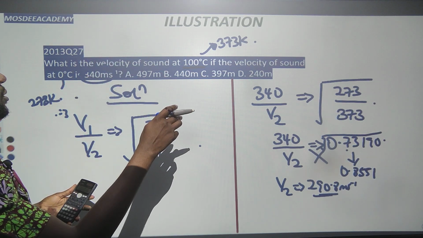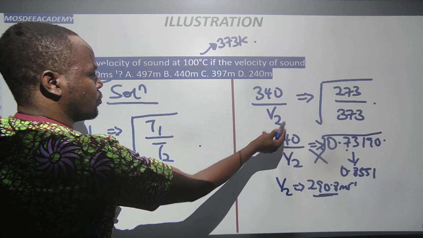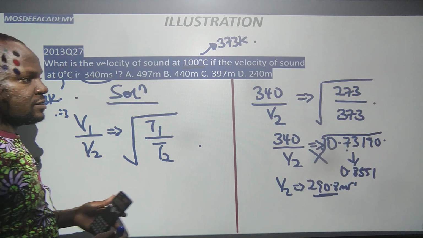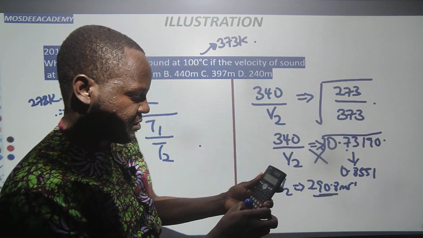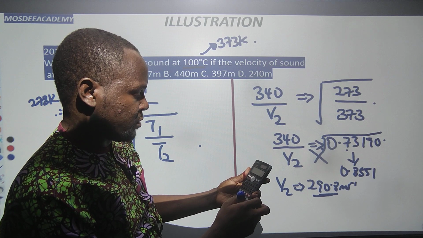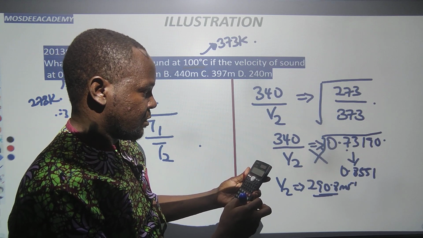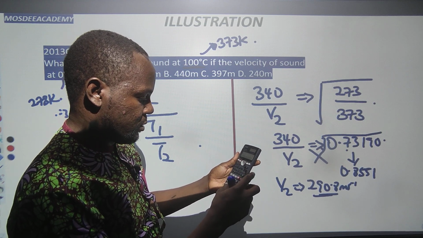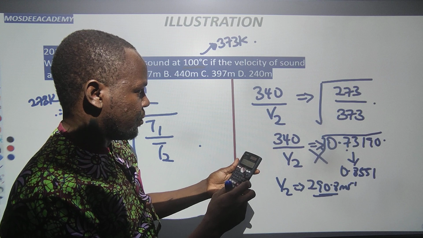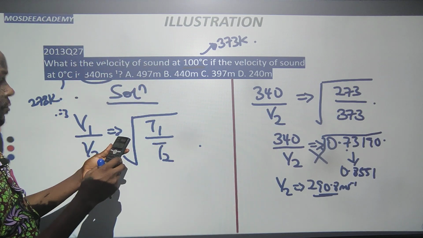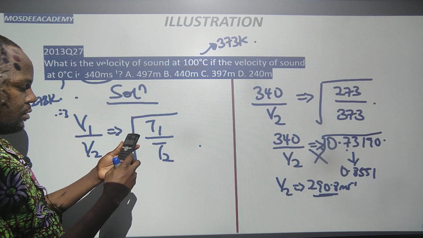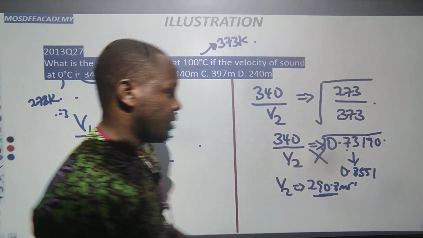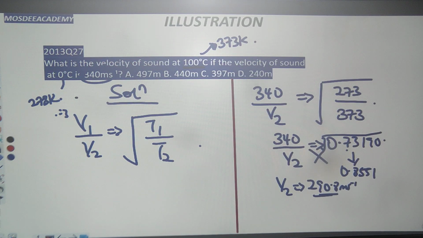So 340 over V2 is then the first temperature over the second. Yes, I'm correct. Let me press that myself. So I think there is a typo somewhere. 273 divided by 373 is 0.738. Then the square root of that, 0.8551, multiplied by 340. So 290.8 is the correct answer to this question. I don't want to waste my time on that. Next one, please.